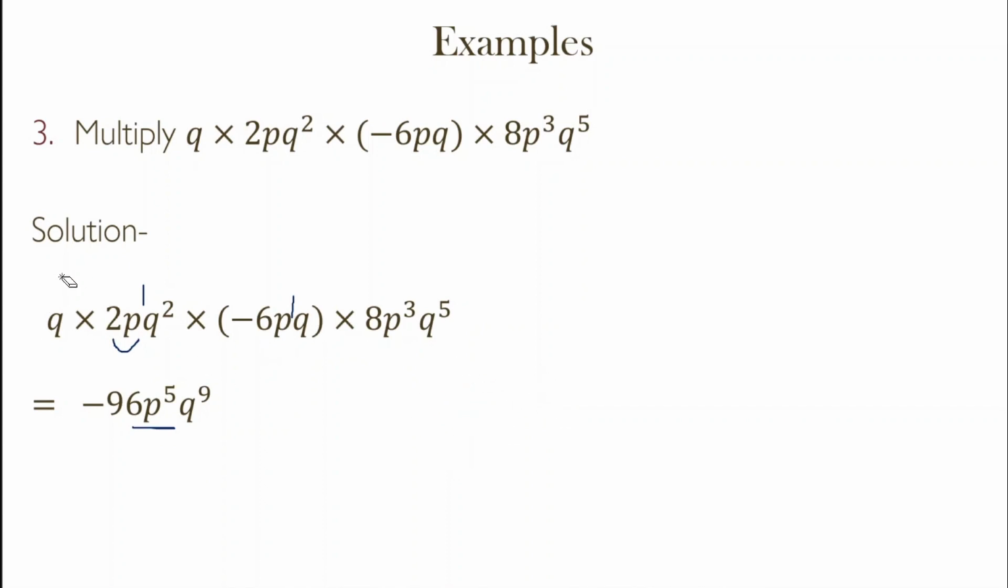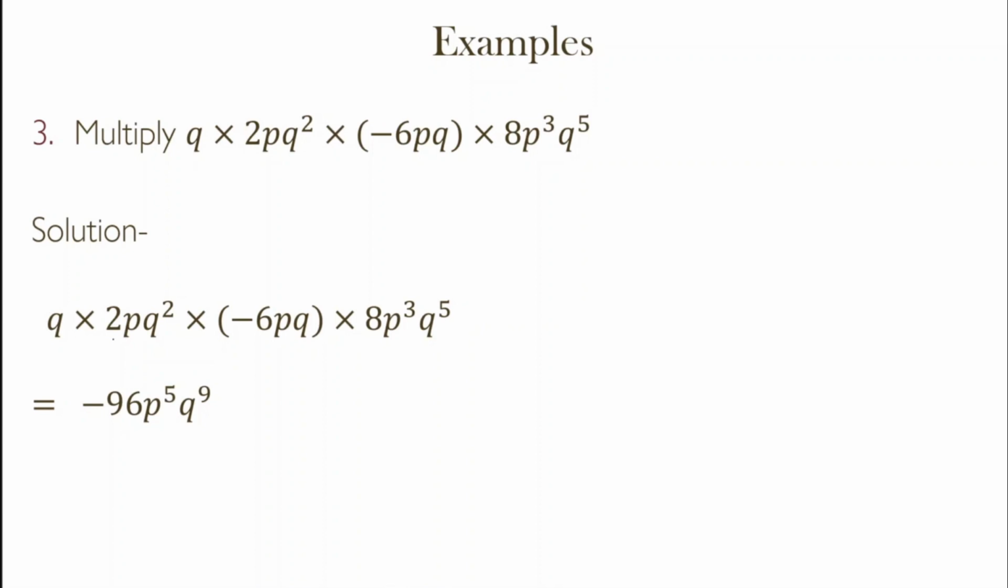Now let's look at q. There is q raised to power 1 over here. There is q square over here. There is q raised to power 1 here. And there is also a q raised to power 5. When we multiplied it, since the base was q in all four, the powers get added. So 1 plus 2 plus 1 plus 5. So 5 plus 1 is 6, 6 plus 2 is 8, 8 plus 1 is 9. That's how we got q raised to power 9. I hope it's clear. For the final answer, we write it all together, that is minus 96 p raised to power 5 q raised to power 9.